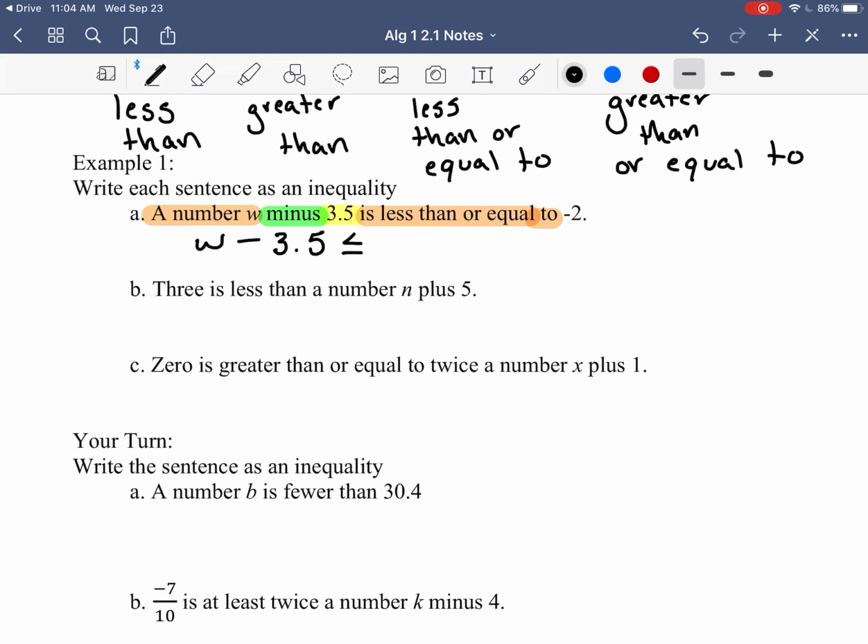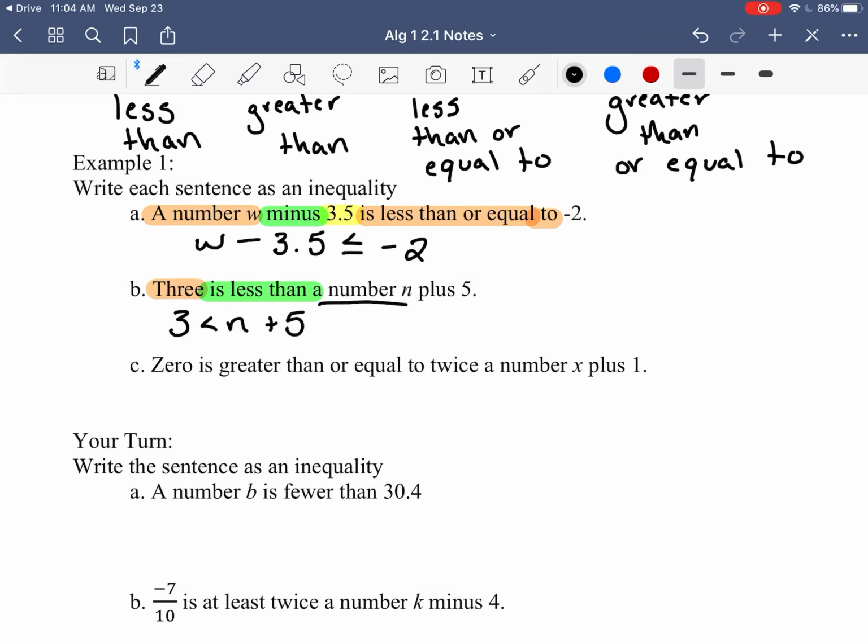So we have our less than or equal to sign. Again, less than starts with the little point first. Less than or equal to negative 2. So there we have a number W minus 3.5 is less than or equal to negative 2. Okay, next one. We start with 3 is less than a number n plus 5. So 3 is less than a number n plus 5.